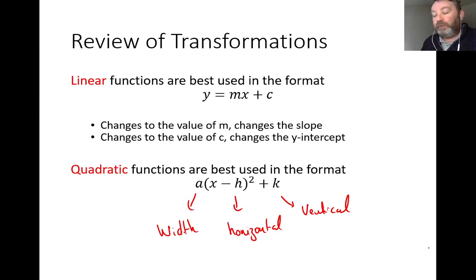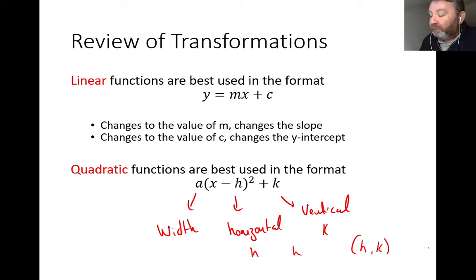A is the constant which represents the width, a constant multiplication, or the coefficient as we call it. The value that's immediately attached to x inside this bracket represents the horizontal position of the function, and k represents the vertical. Now, if h represents the horizontal and k represents the vertical, then there's something very important about the point (h, k), and also something very important about h on its own, and here it is.